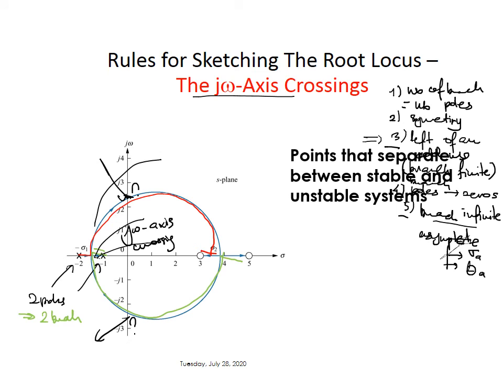The j omega axis crossing is basically the point that separates the stable and unstable systems. It is a very important point because we know that if your poles start to be located on the right side of the S-plane, you will have an unstable system. So it is the point that separates stable and unstable systems. Those are the 2 points that we're looking for in these particular rules.